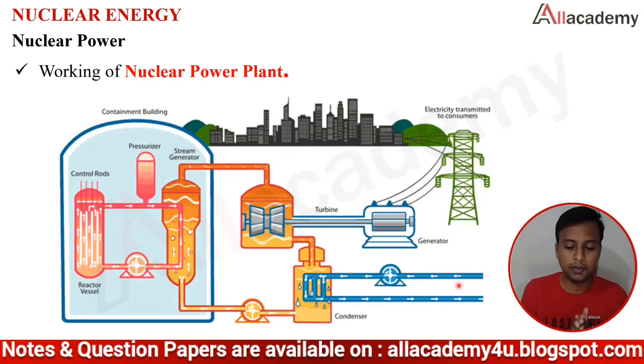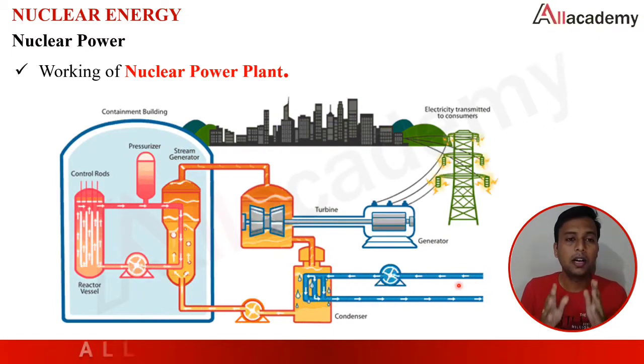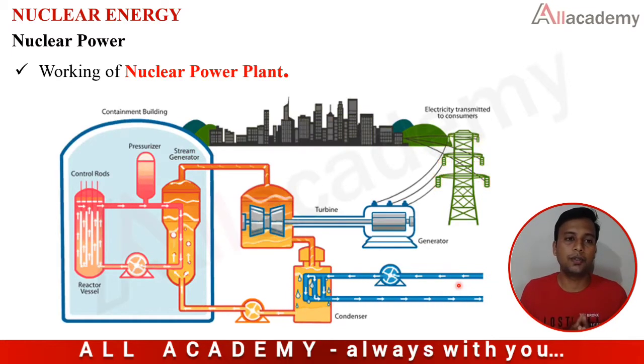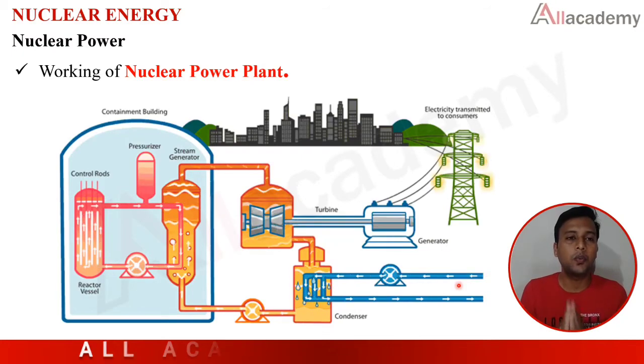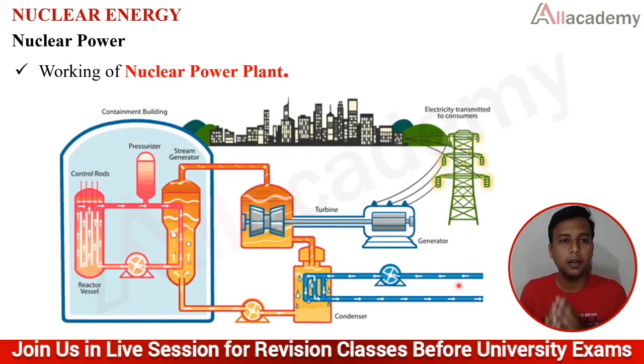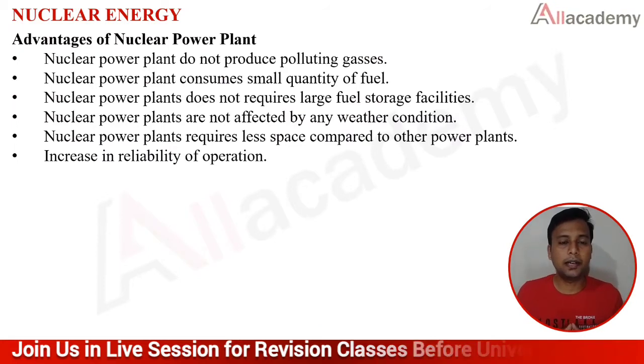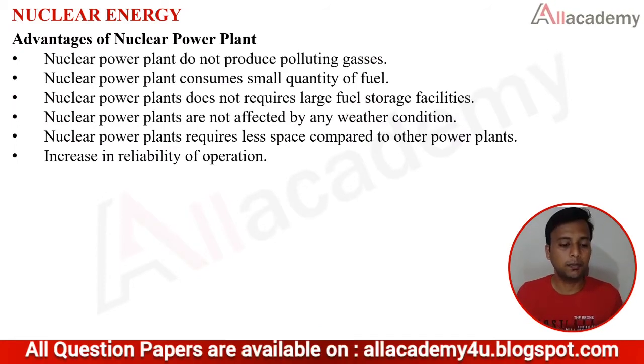So in a schematic representation, I have shown you this cooling tower. Again, in this cooling tower, the temperature of this hot water is reduced. So this is a simple working of a nuclear power plant. Now let us look into the advantages and disadvantages of a nuclear power plant.